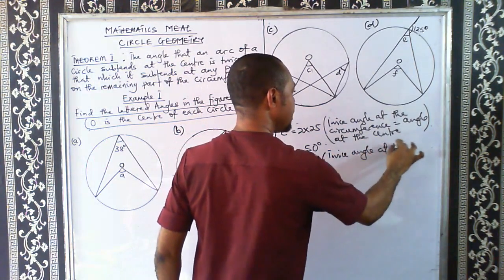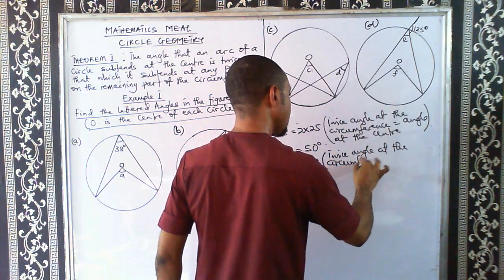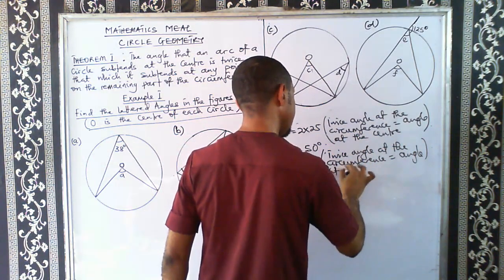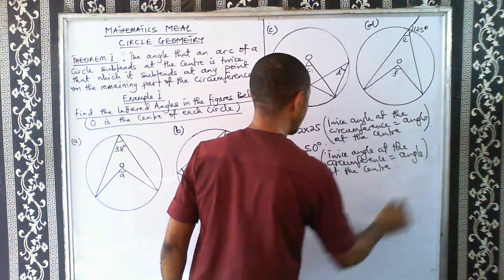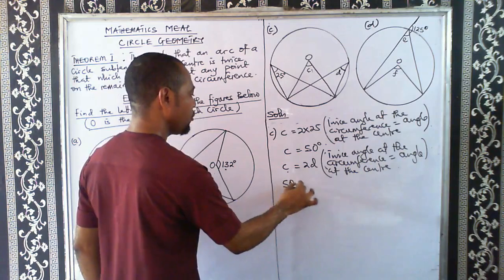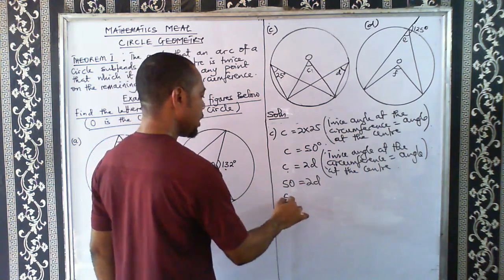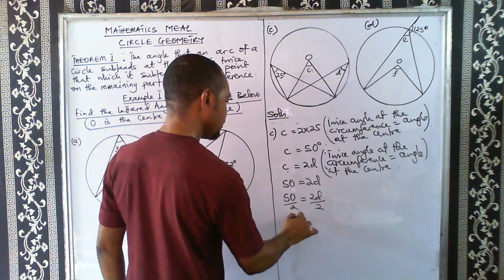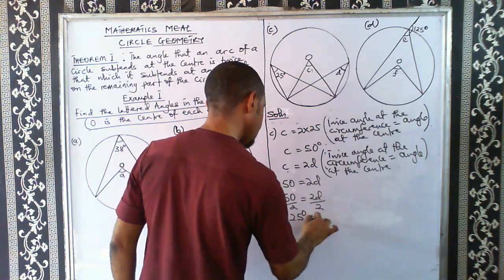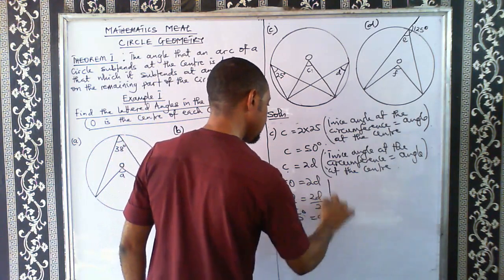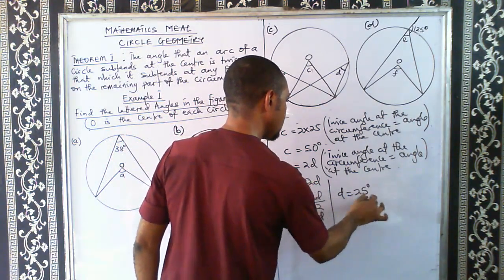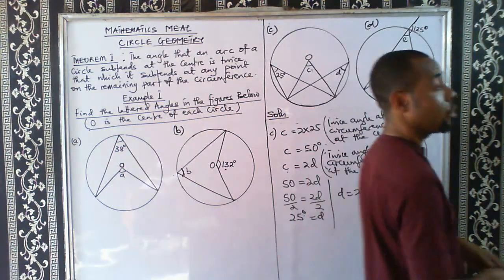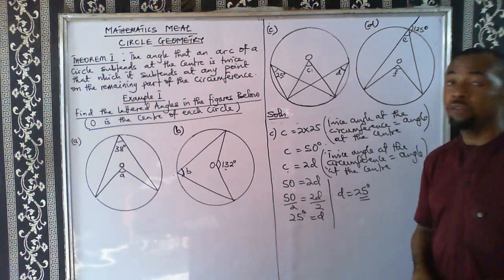Reason: twice angle at the circumference equals angle at the center. So what is C? We have found C to be 50. So 50 is equal to 2D. Dividing both sides by 2, we are going to have 25 degrees. 25 degrees is equal to D. So D is equal to 25 degrees. Wow. So you see, when you understand this particular theorem, you will not find it difficult to apply it in solving problems.